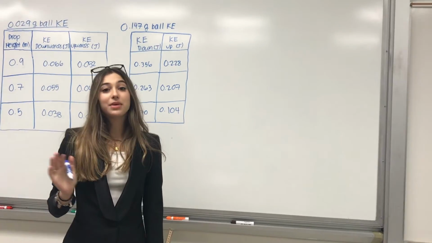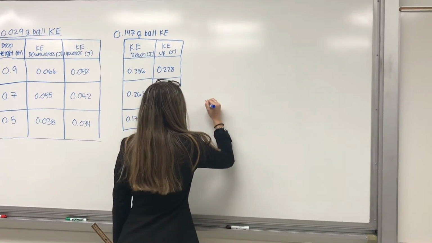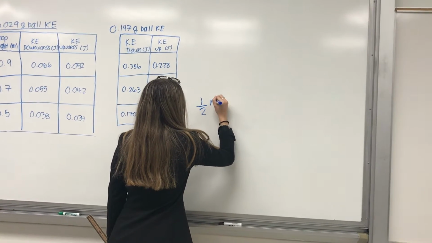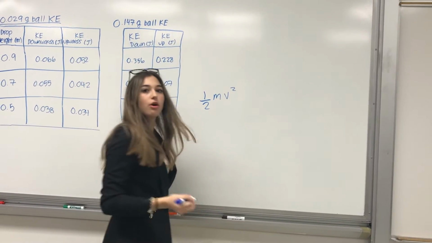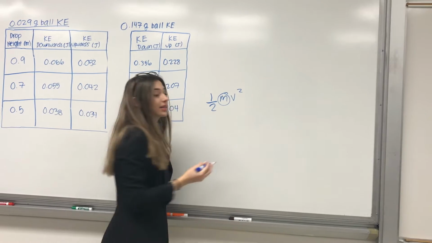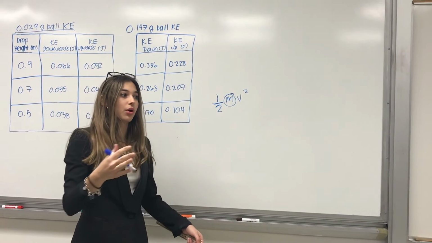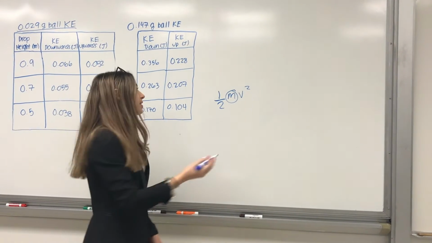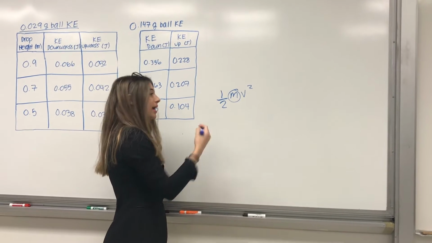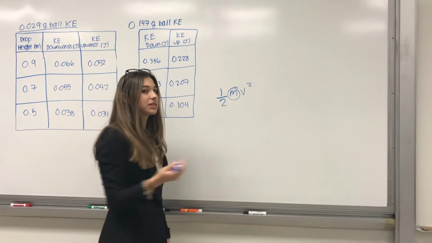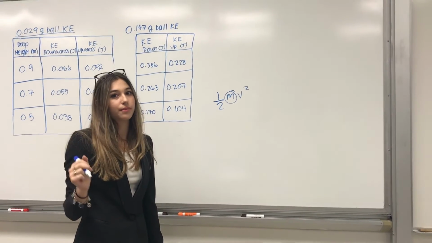Sorry, Dr. Weiner, why are the kinetic energy values for the heavier ball greater? Because, Sydney, the kinetic energy formula is 1/2 the mass times the velocity squared, which means that mass is taken directly into account. And because the heavier ball obviously has a greater mass, therefore this value is going to be greater. And heavier balls also fall faster, which means that the velocity is also going to be greater.